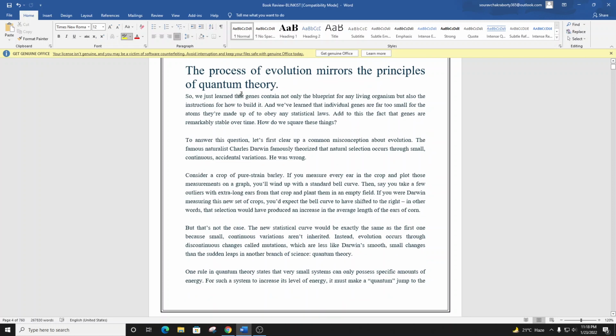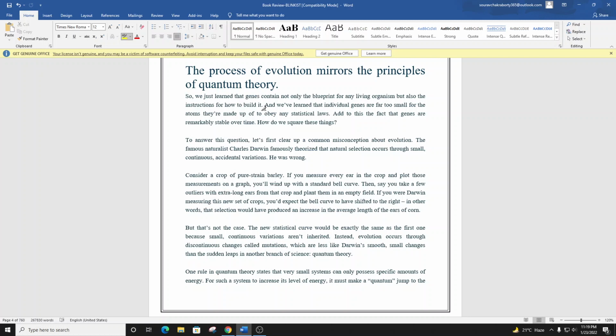Blink 3 of 7. So, we just learned that genes contain not only the blueprint for any living organism, but also the instructions for how to build it. And we've learned that individual genes are far too small for the atoms they're made of to obey any statistical laws. Add to this the fact that genes are remarkably stable over time. How do we square these things?